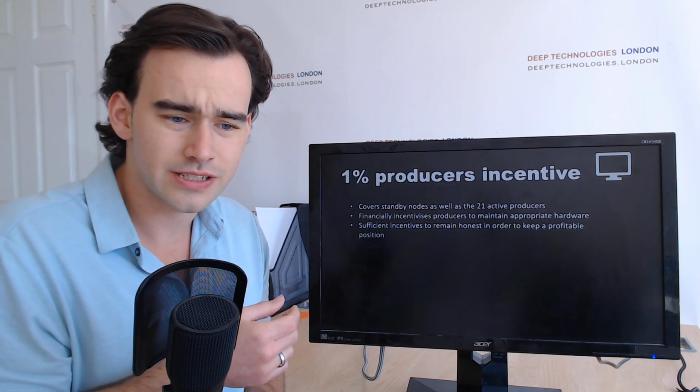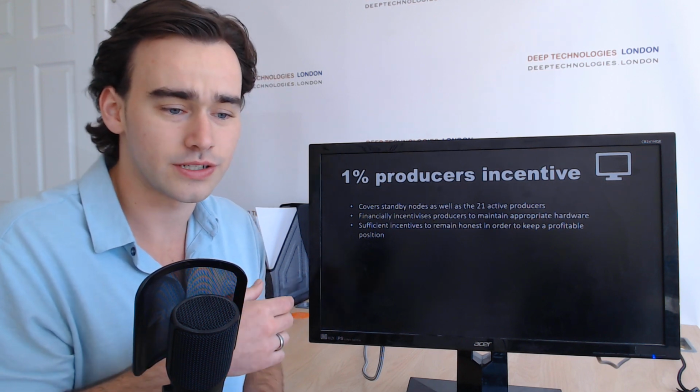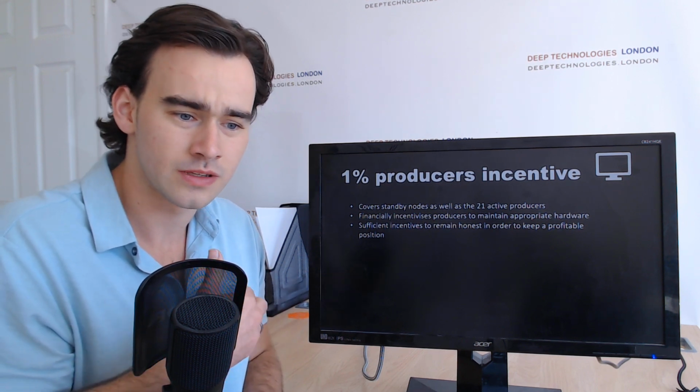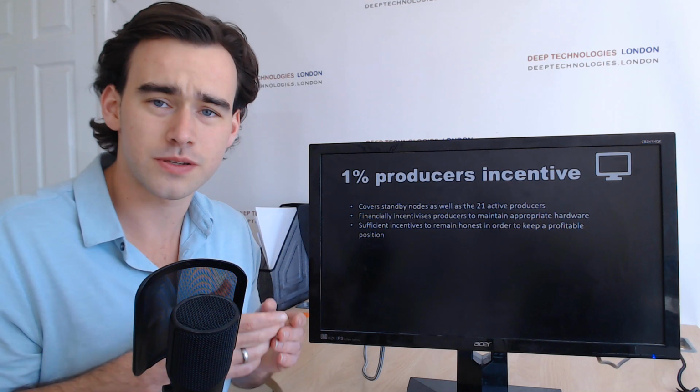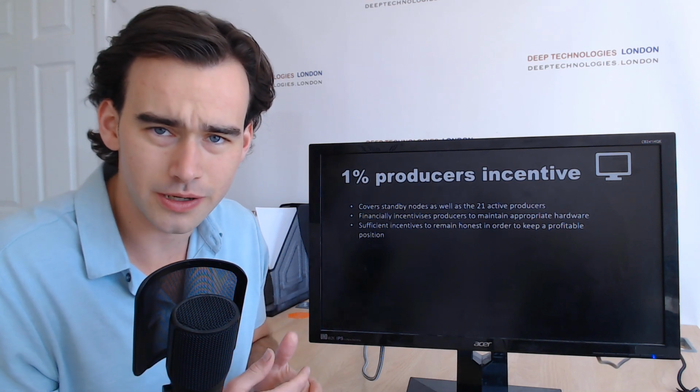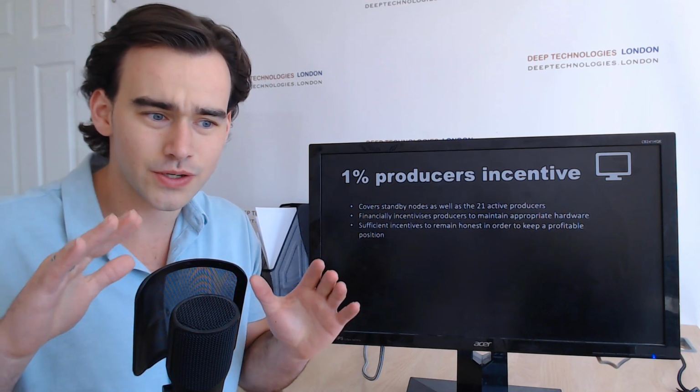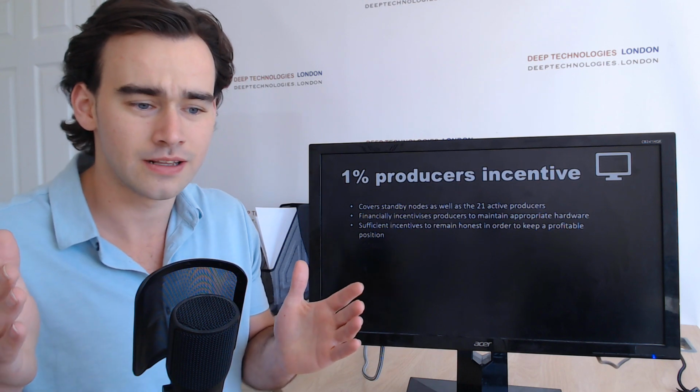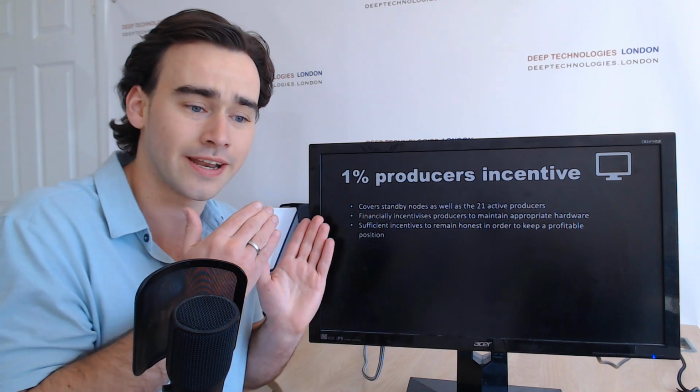So sufficient incentive to remain honest in order to keep profitable positions. So they have to make profit and it has to be worth their while. But we need to figure out how that 1% inflation is going to be divided.